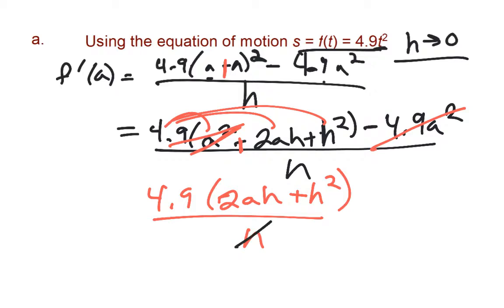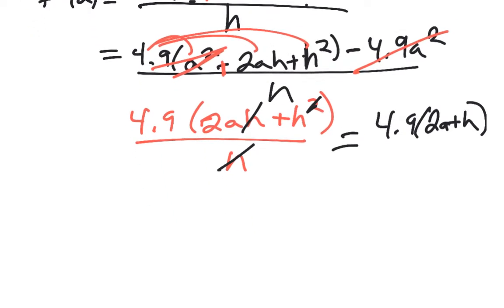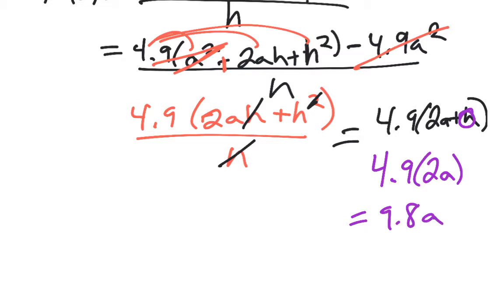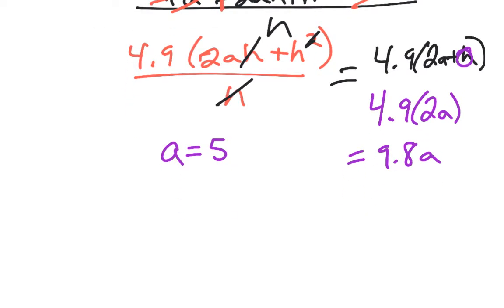Now I can cancel out 1 as long as I cancel out on each thing. So this is 4.9 times 2a plus h. Remember, h is going to 0, so in this h, this is 0, so this is actually just 4.9 times 2a, which is equal to 9.8a. And we want it when the time a is equal to 5 seconds. So we're going to plug in a 5 there.